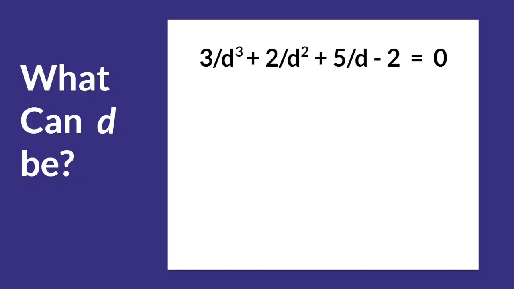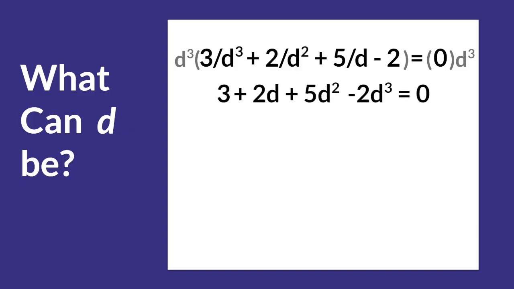Now, let us look at what d could possibly be. Let us get rid of the c's for now and look at the polynomial 3 divided by d cubed plus 2 divided by d squared plus 5 divided by d minus 2 equals 0. These fractions are a little hard to work with, so we are now going to multiply the left-hand side and the right-hand side by d to the third to cancel out the fractions.